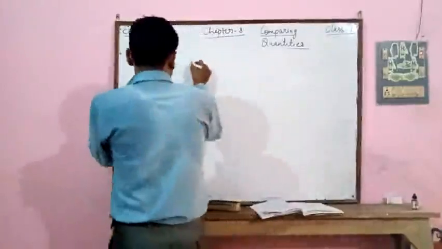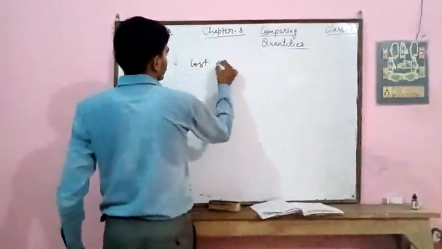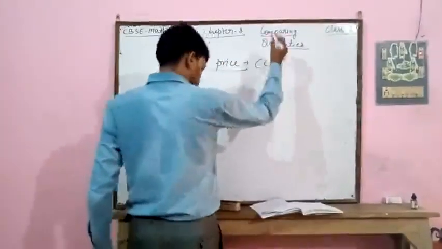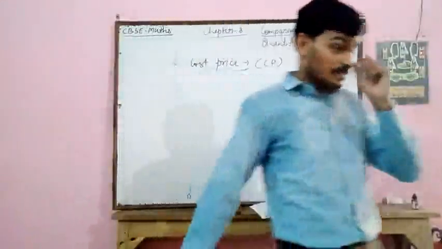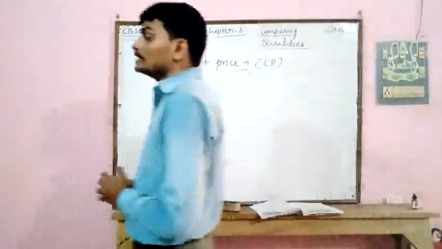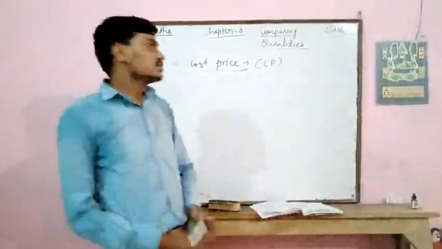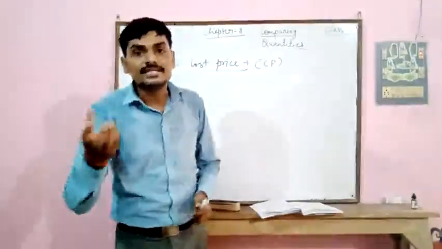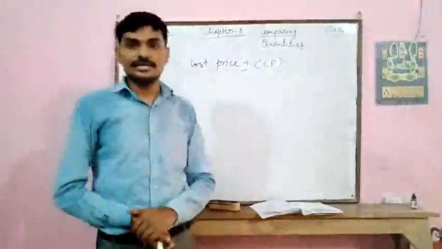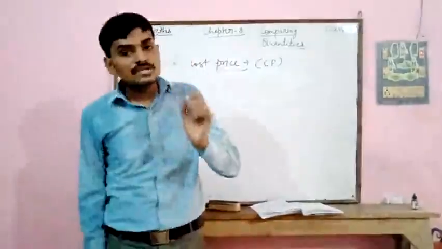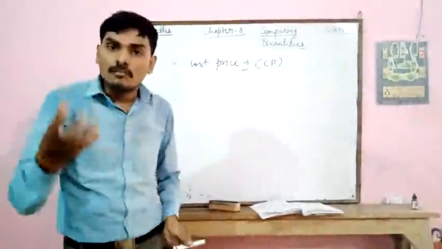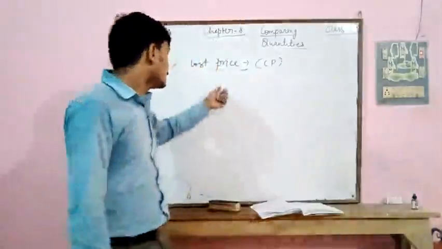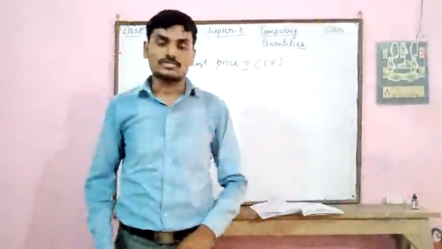The next topic is cost price. This is the CP. What is the cost price? The price at which the seller buys anything is known as the cost price. That is, the price at which any shopkeeper buys a product is known as the cost price.